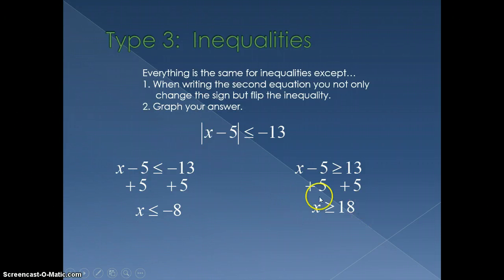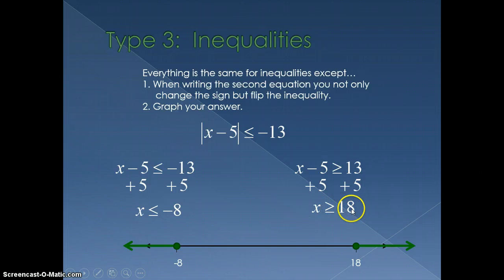Now I'm going to graph those. I'm going to have my number line. I got -8 over here. I got +8 over here. They both have a bar, so or equal to, so these are solid circles. And x is greater than or equal to 18 would shade all numbers greater than 18. And then x is less than -8 would shade all numbers less than -8. So smaller, -9, -10, or bigger than 18, 19, 20, 21.